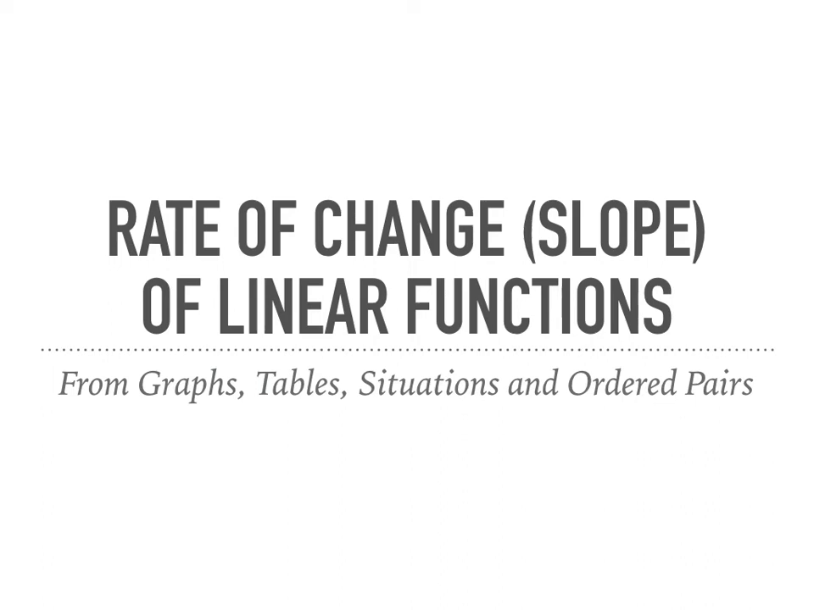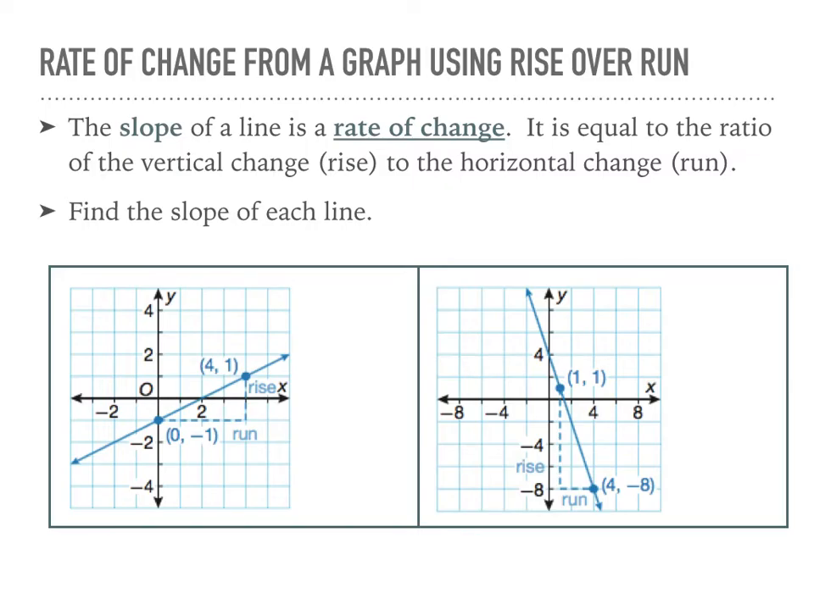Rate of change or slope of linear functions. We will look at linear functions in graphs, tables, situations, and ordered pairs. Let's look at graphs. The slope of a line is a rate of change. It's equal to the ratio of the vertical change or the rise to the horizontal change or the run.